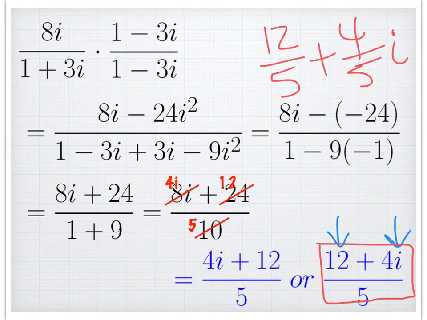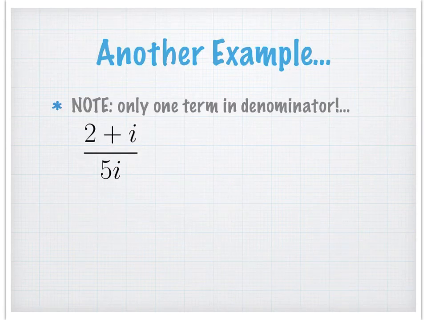Here's another example. And this time it's a little bit different. It's not a binomial in the denominator. There's only one term, 5i. This is actually an easier type of problem because we don't have to do any foiling here. But we do need to get rid of that i in the denominator. And you would say that, oh gee whiz, let's multiply top and bottom by negative 5i. That's an obvious place to start.